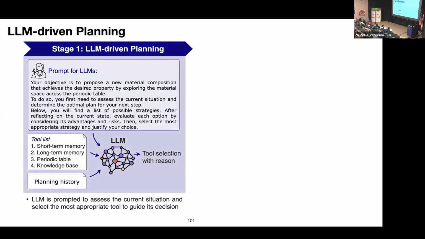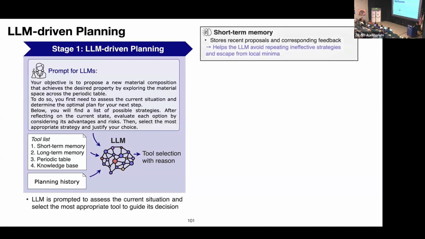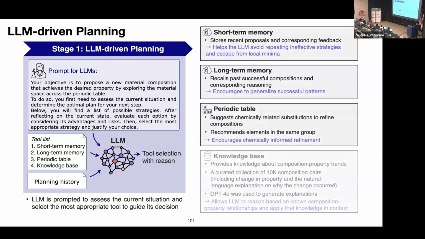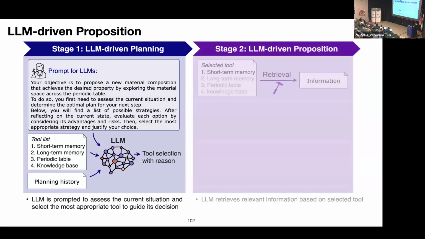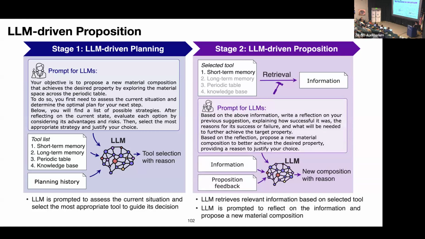So here is the planning. The prompt is like: your objective is to propose some material. To do so, you first need to assess the current situation and determine the optimal plan for your next step, and so on. You're provided with these tools, and you have some planning history. Like we have talked about, these are different external tools. So the language model knows what it has already done in the past history, it has access to the tools, and it has the requirement from the user. In stage 2, it will generate a proposition plan based on the inputs. For example, here it selected the short-term memory, retrieved the relevant information, and based on this information, it further generates the new composition, also with reasoning to explain why it proposed such a plan.